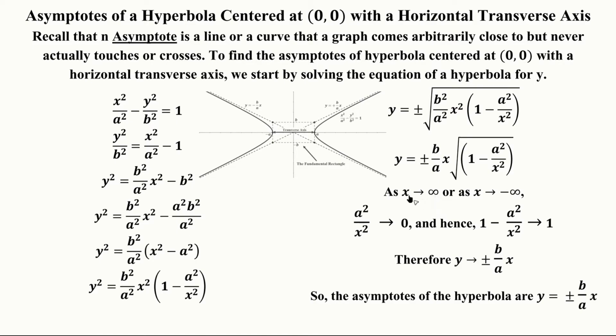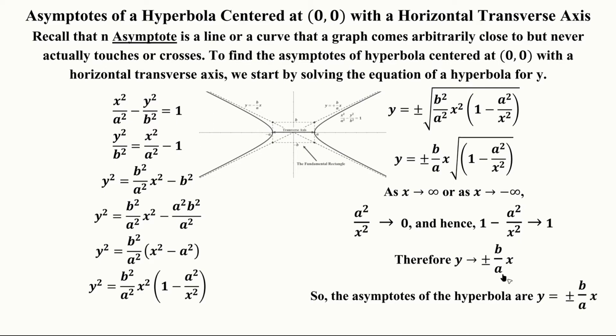Now notice what happens as x approaches infinity or negative infinity. It makes no difference. Basically, this expression here, the a squared over x squared, is going to be just some number over a very large number, so it's going to approach 0. Therefore, 1 minus a squared over x squared is going to approach 1, right? Because you get 1 minus 0, so you get 1, and therefore y itself is going to approach plus or minus b over a x. So this is how we find the two asymptotes for this kind of a hyperbola.